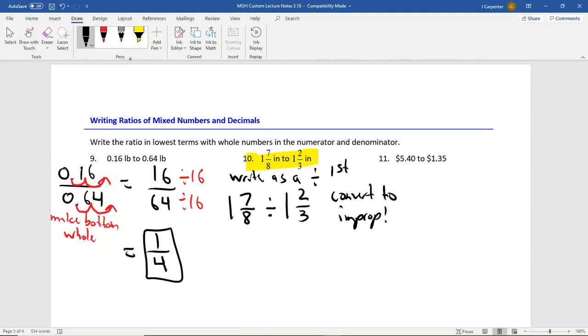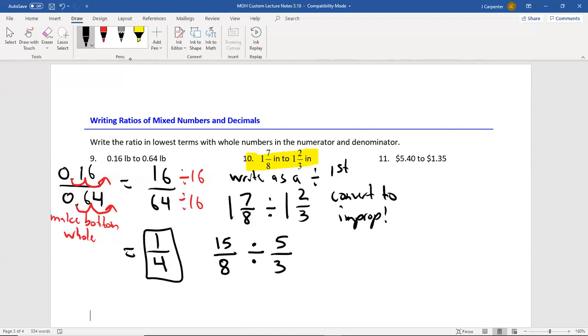That's where you multiply the whole on the bottom and then add the top. 1 times 8 is 8. 8 plus 7 is 15. So that is 15 over, keep the bottom the same, 8. Then your division symbol. 1 times 3 is 3, plus the 2 is 5. So that's 5/3.